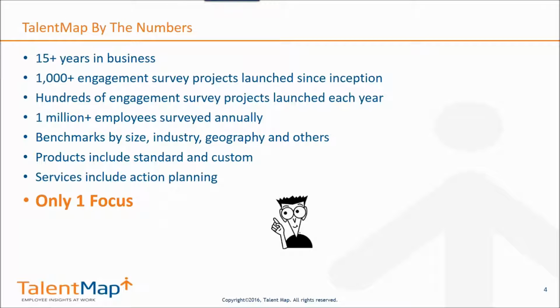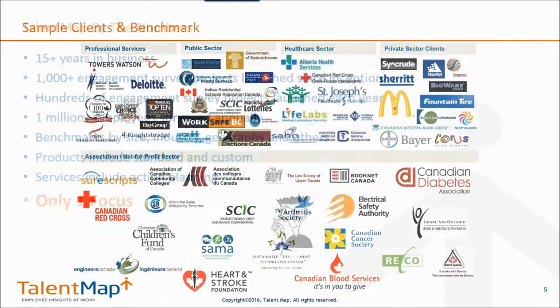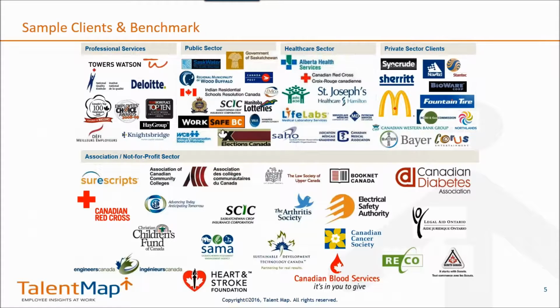That allows us to benchmark nonprofits by size and by their sector, because there are different nonprofits out there. I wanted to give you a quick snapshot of the types of clients that we work with, in the private sector, the public sector, and the nonprofit sector. Let me just grab a marker. Up on the top here are private sector industries. We work with a range of different ones, in healthcare, public sector, and private industry.